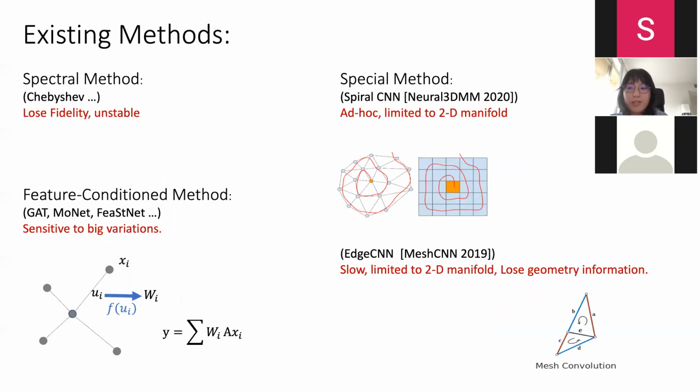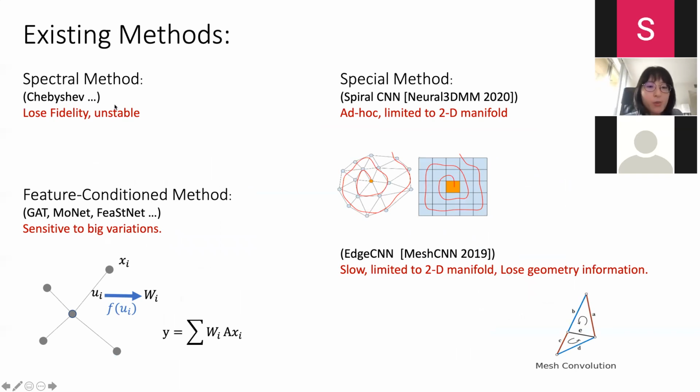In recent years, there are many papers talking about how to define CNNs for graphs or for meshes. And I listed them here.